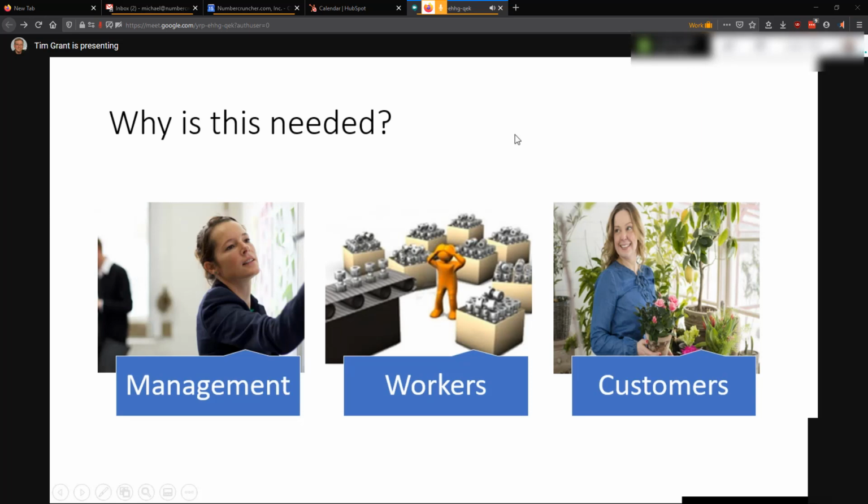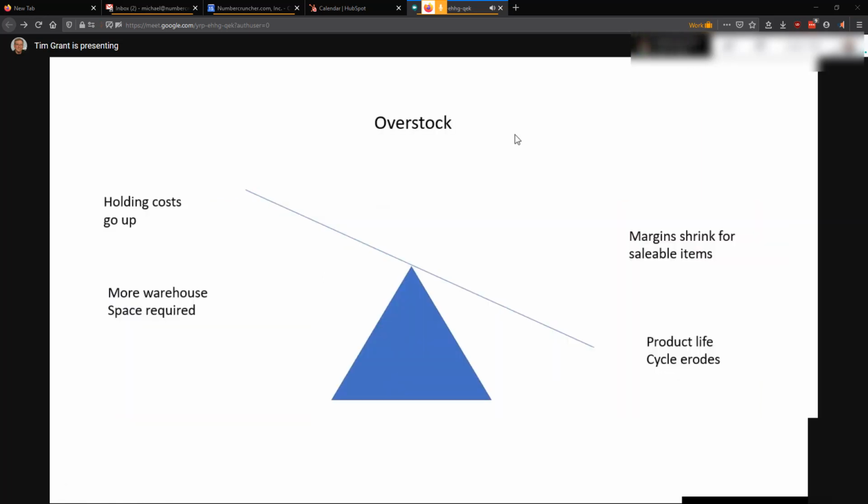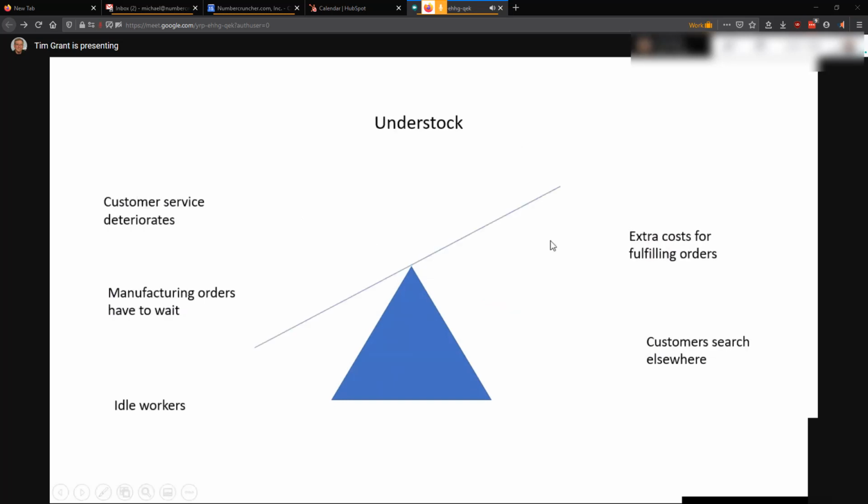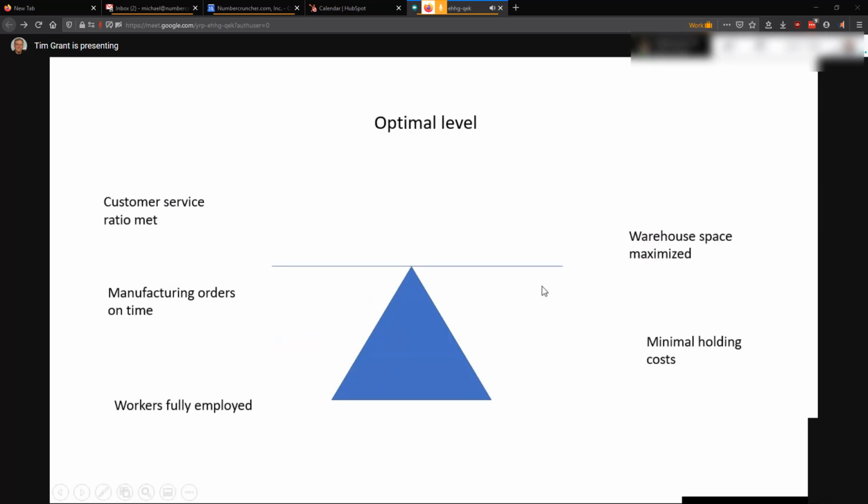We've all run into the issues of being overstocked and understocked in a business and the problems that go with it. With an overstock, our inventory is like unusable cash. It's just sitting there. It's eroding our product life cycles. Warehouse space is being used up. There's holding costs associated with it, and it just causes general problems. In an understock situation, we're not meeting customer demand, and we're basically losing business out to the competition. We have extra costs for fulfilling orders. Manufacturing orders sometimes have to wait. We have idle workers standing around, causing more finance issues. So what we're striving for is the right inventory levels, where we can meet the demand and keep our costs down, keeping all of these costs in check and being as productive as possible.